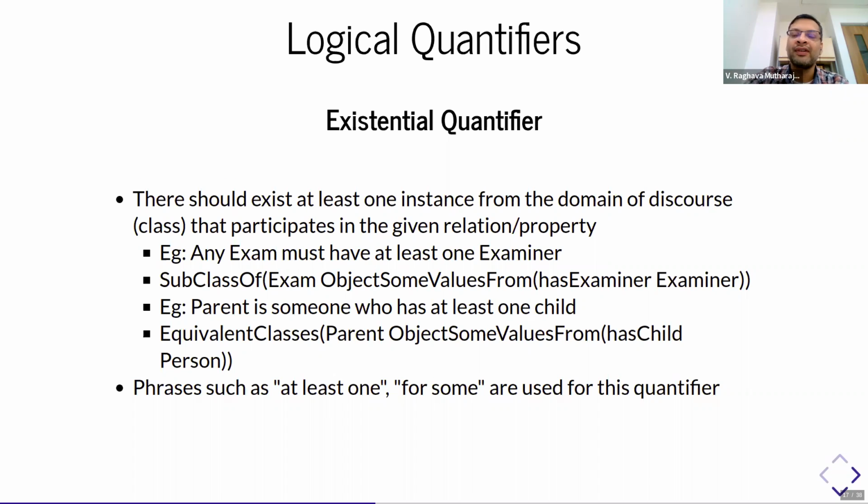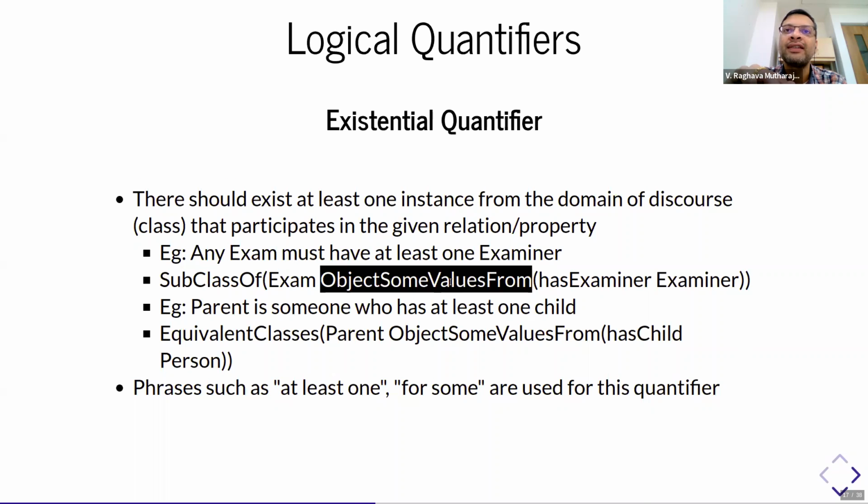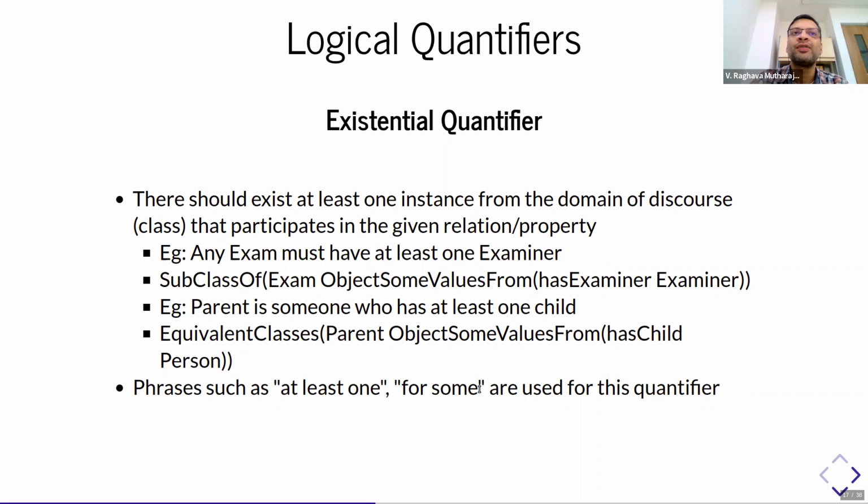Right? So this is the same example that we talked about earlier, which is exam having an examiner who is a professor and so on. If you want to say that any exam must have at least one examiner, we go about it this way. This is the keyword for existential, object some values from. So exam should have at least one examiner. That's what this is. And this is again an example of parent. So parent is someone who has at least one child. So we use things like object some values from for this quantifier.